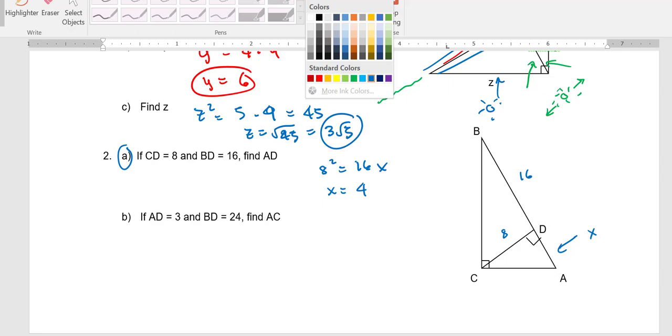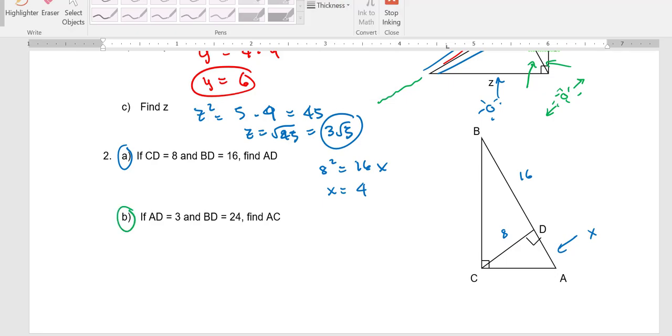And then it's a separate problem using the same diagram. AD is 3, and BD is 24. Find AC. So let's call this side y. So y squared equals, remember this is the ground here, y squared is equal to the short shadow, which is 3, times the long shadow, which is 27, or 81, so y is equal to 9.